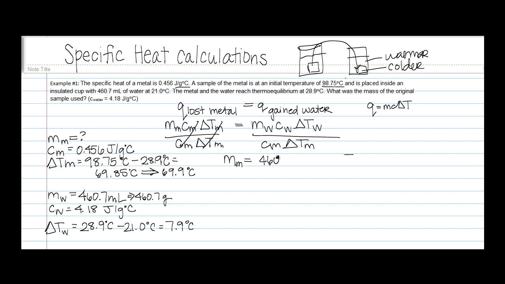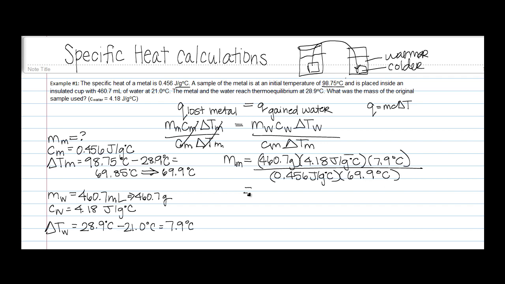So I'm going to plug all of these things in. So 460.7 grams times the specific heat of water, which is 4.18 joules per gram degree Celsius. And the change in temperature of water was 7.9 degrees Celsius. And my specific heat of the metal was 0.456 joules per gram degree Celsius, and my change in temperature was 69.9 degrees Celsius. I'm going to put those numbers into the calculator. So 468.